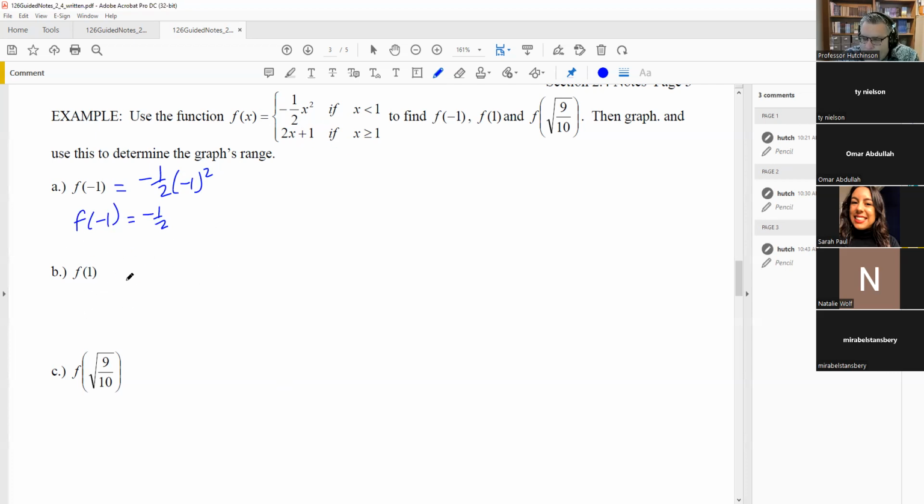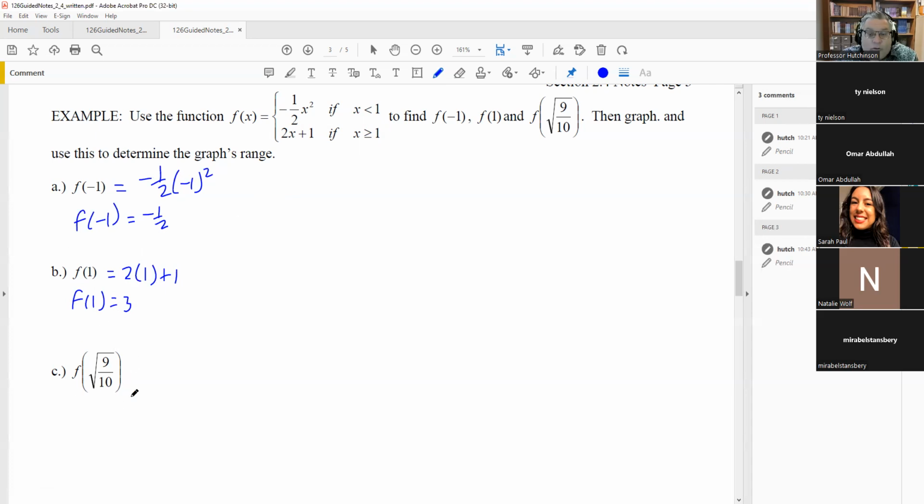For f of 1, you should have used the bottom equation because 1 is equal to 1. So we want to use that. For the bottom one, we're going to do 2 times 1 plus 1, so f of 1 is equal to 3. Okay, so that would be your answer for that one.